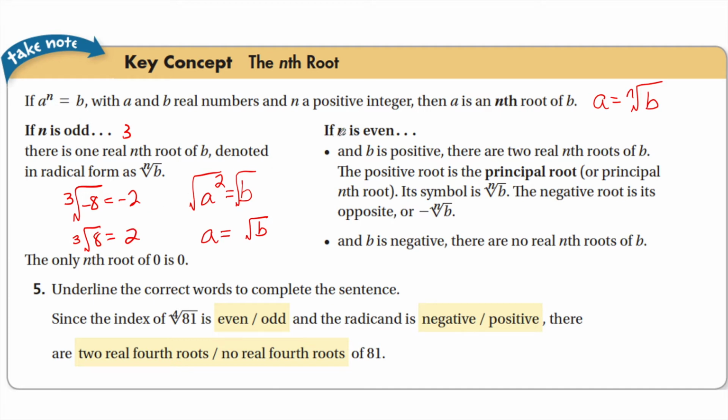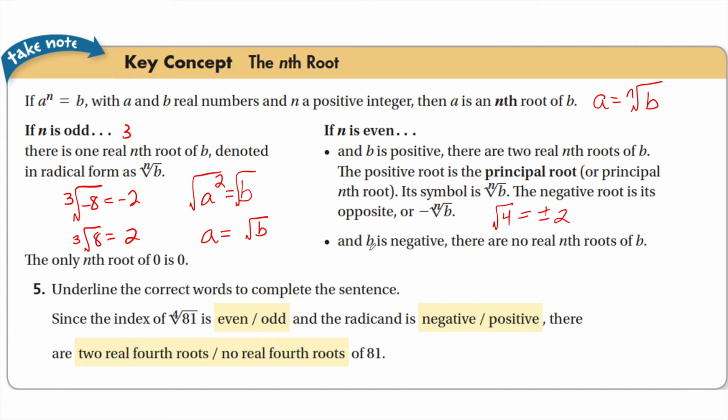Whereas if n is even and b is positive, there are two real nth roots of b. The positive root is the principal root, or principal nth root. Its symbol is going to be the nth root of b. The negative root is the opposite, or negative. In other words, that's why we have the plus or minus. So if I took the square root of 4 in a problem that I'm solving out, my end answer needs to have the plus or minus 2, because it either could be a positive 2 to give us that 4, or it also could be a negative 2 to give us that 4 as well.